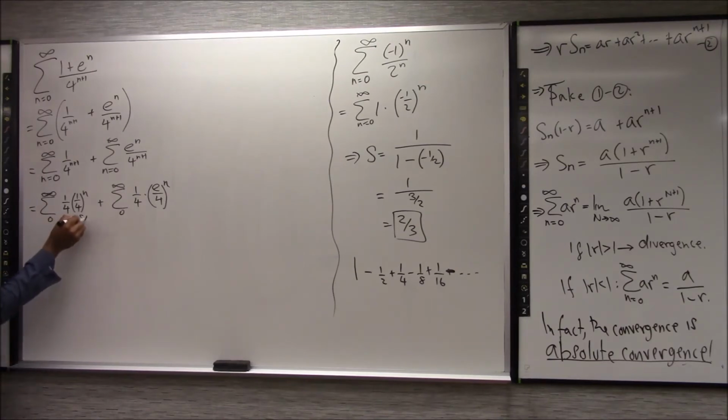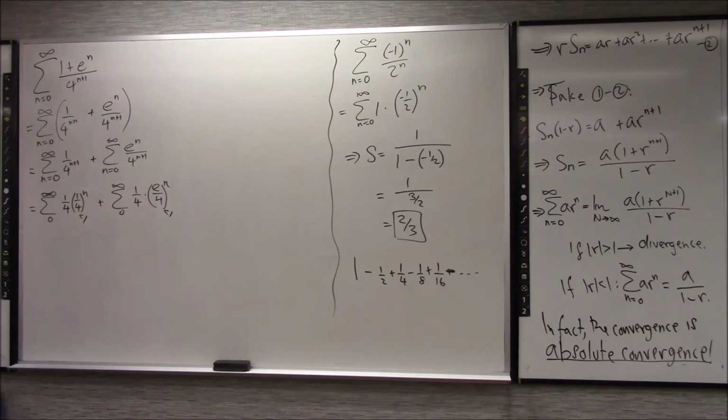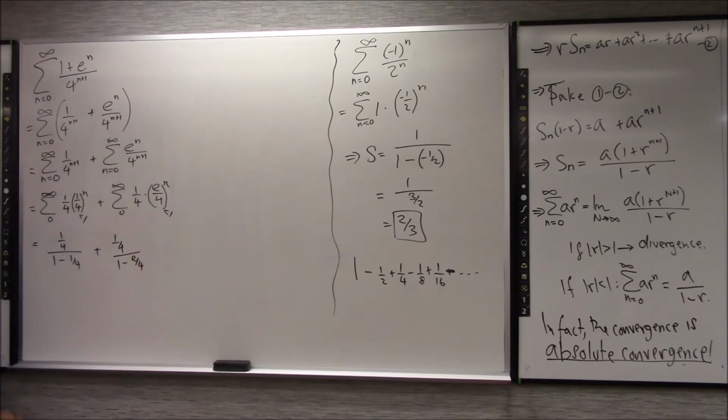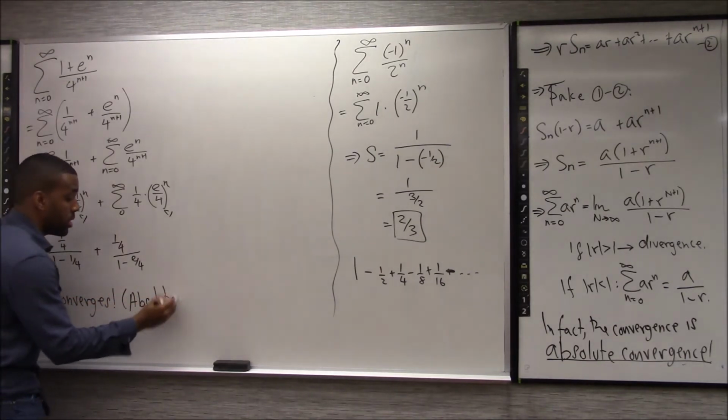Notice that in here, a quarter is less than 1, and also e divided by 4 is less than 1, because e is 2.7128, blah, blah, blah. So these are both geometric and they both converge to A over 1 minus R. And this again, A over 1 minus R. So this converges. In fact, it converges absolutely if you had to specify that.